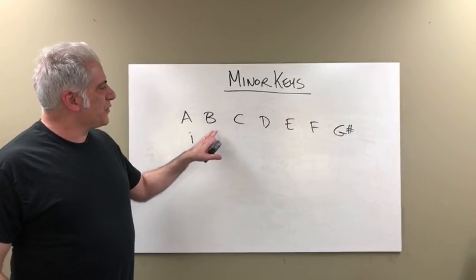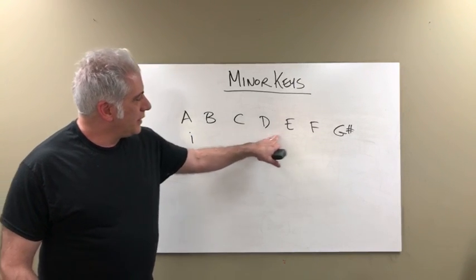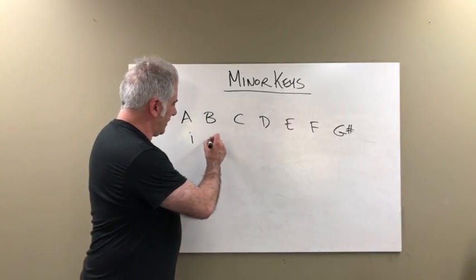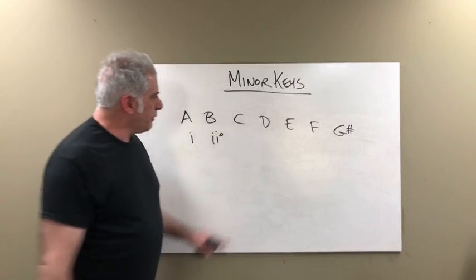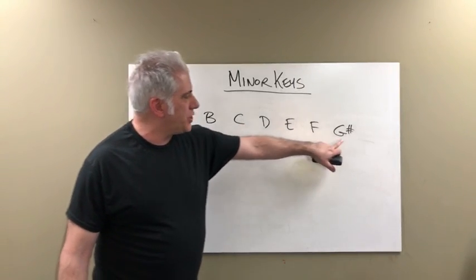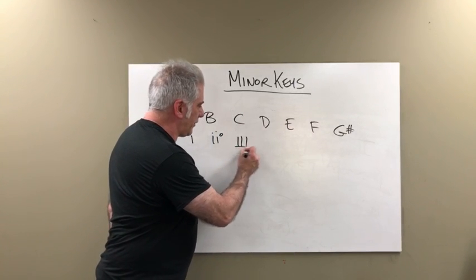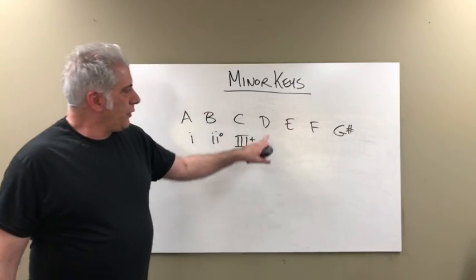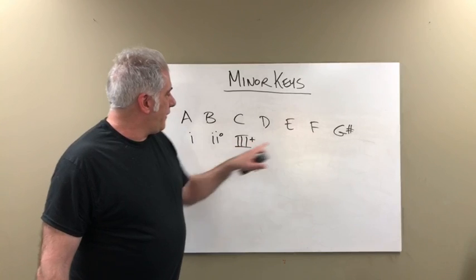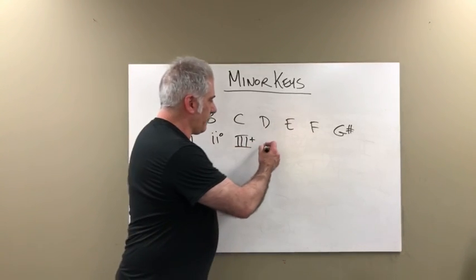Okay, so if you start building chords, your 2 chord is diminished, right? Your 3 chord, C, E, G sharp, is actually augmented, so you use a plus. So 3 is a plus. Your 4 chord, D, F, A, is D minor, so your 4 chord is minor.